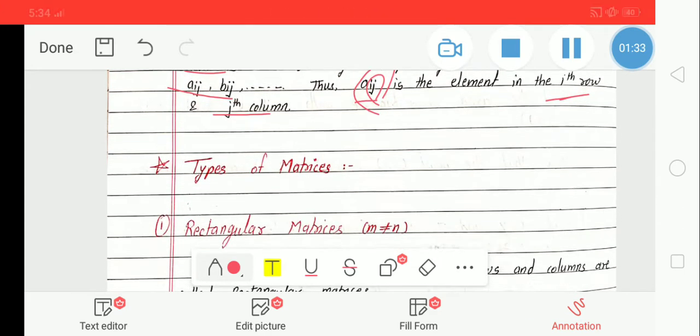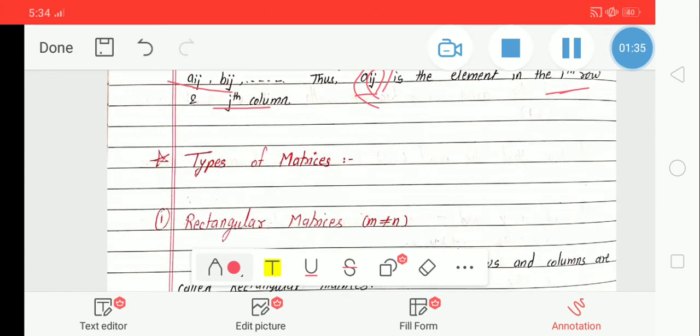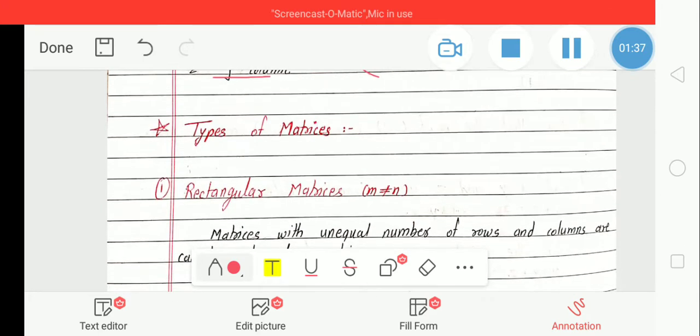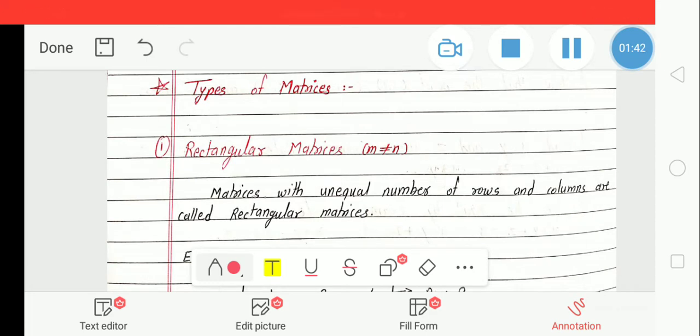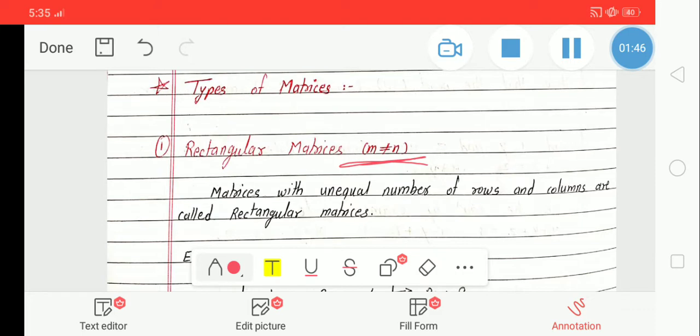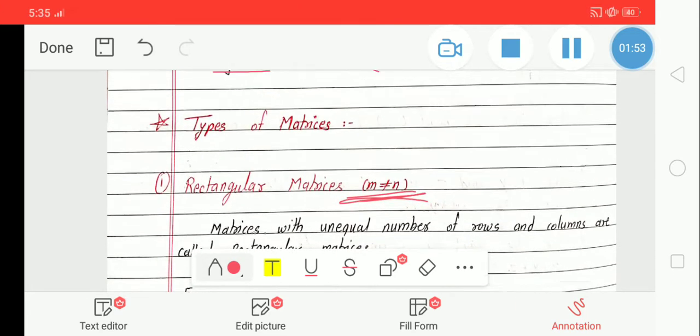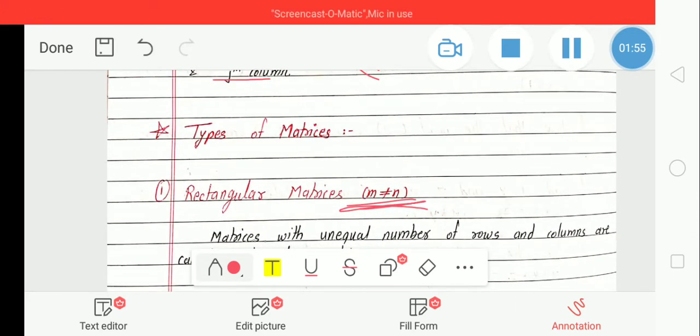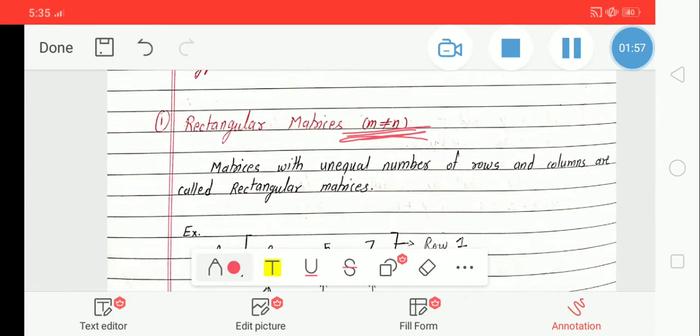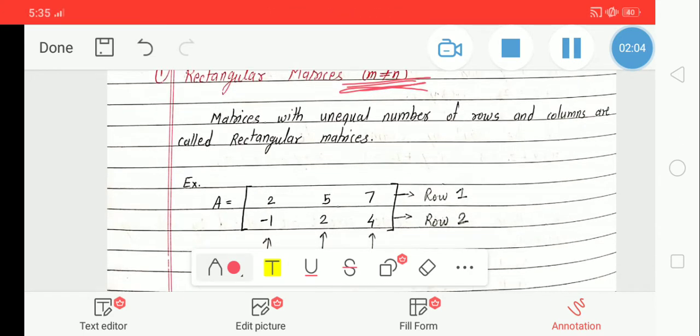Now there are three types of matrix. First type is the rectangular matrix. In this matrix, m does not equal n, which means the rows and columns are not equal. A matrix with an unequal number of rows and columns is called rectangular.